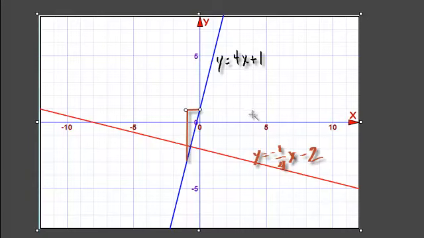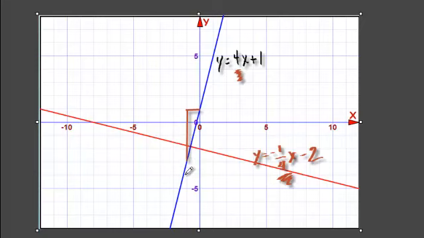These are two perpendicular lines. You can see from their equations that the slope on the blue line is 4, and the slope on the red line is negative 1/4. We say that they are negative reciprocals of each other because if you flip the 4 over 1, you get 1/4, and one's positive and one's negative.